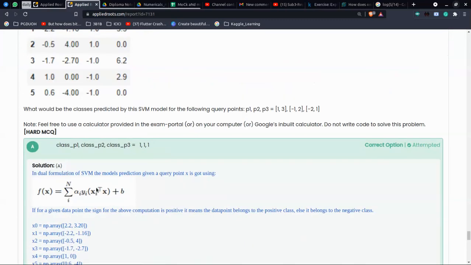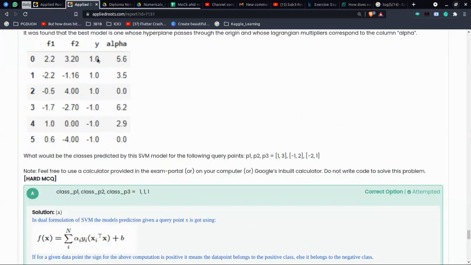So what is that formula saying? For each point I have alpha i, and yi is also there: 1 1 1 minus 1 minus 1 minus 1. Then Xi transpose x. So what is Xi transpose x? Here they should have written x cube for clarity. So Xi transpose into x cube, which is nothing but my query point 1 3.